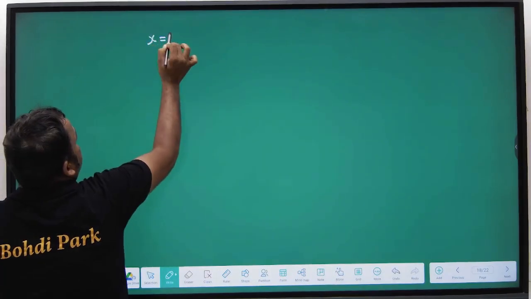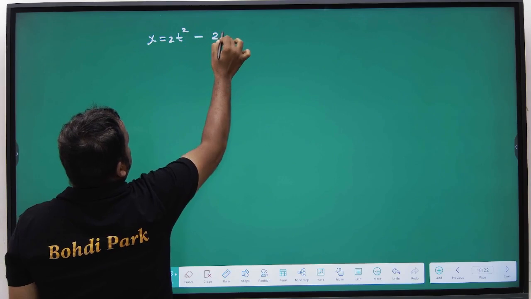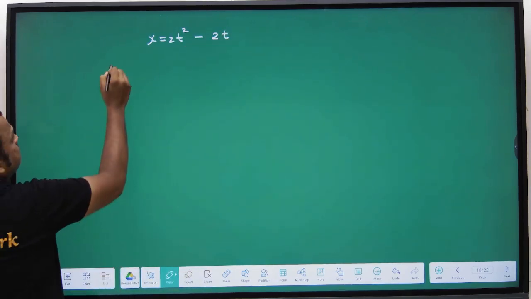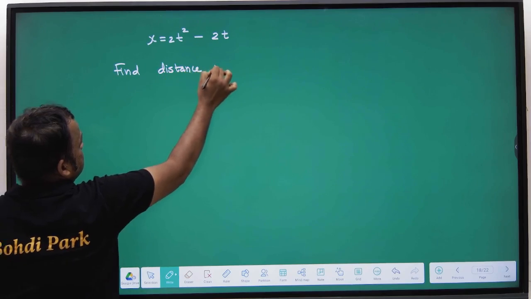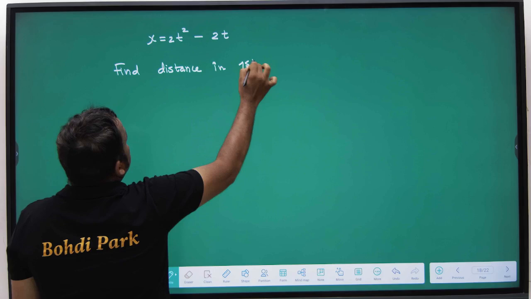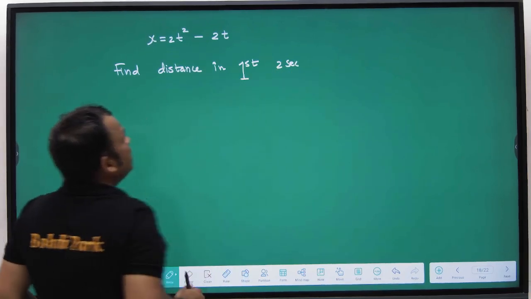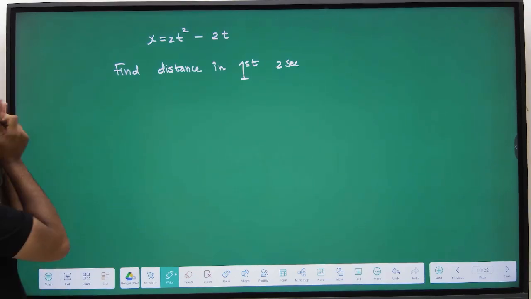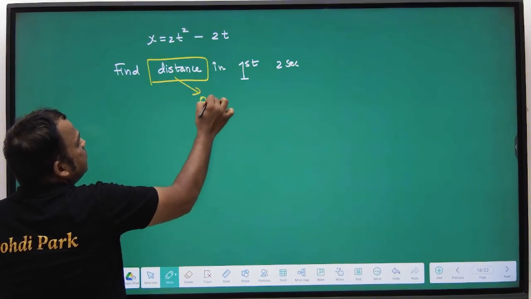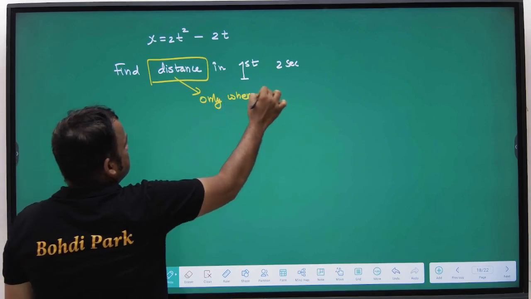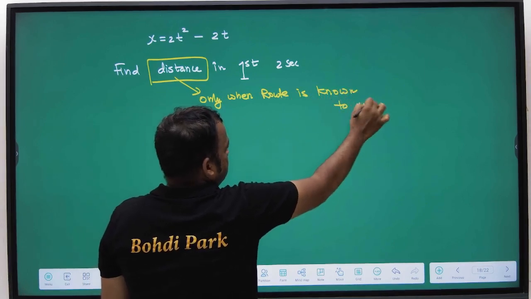Suppose x is equal to 2t square minus 2t. The question says find distance in first 2 seconds. We can calculate distance only when route is known. Route is known to us.